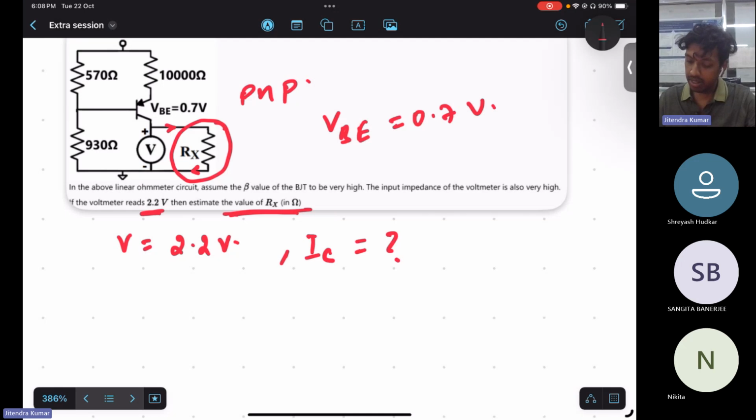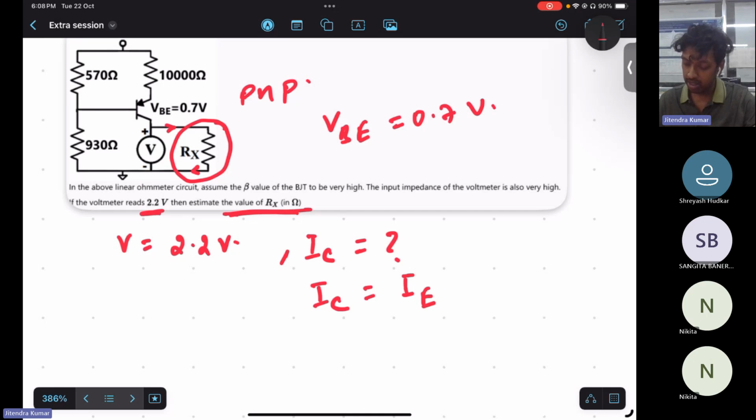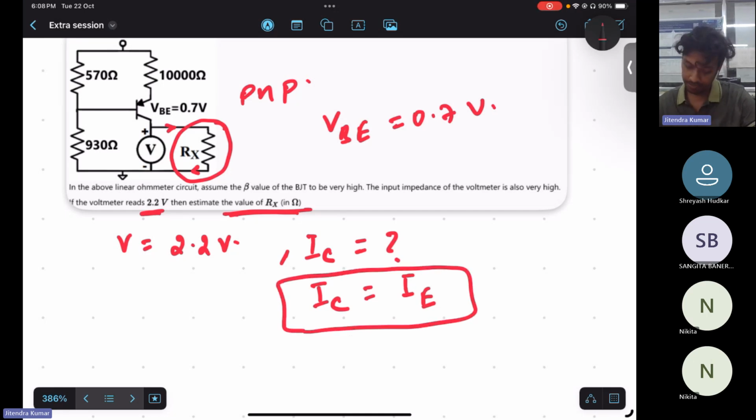And will the collector current be equal to the emitter current? If I am saying the collector current is equal to the emitter current, will that be right?